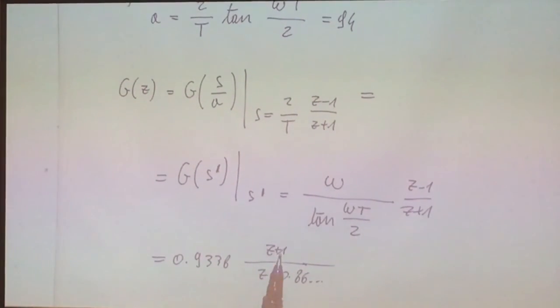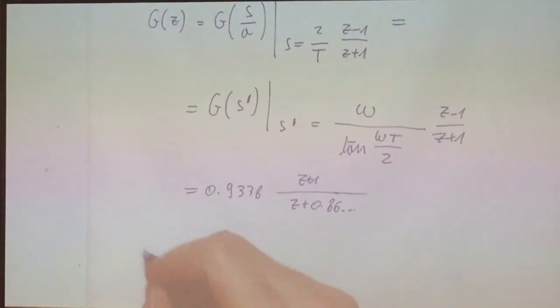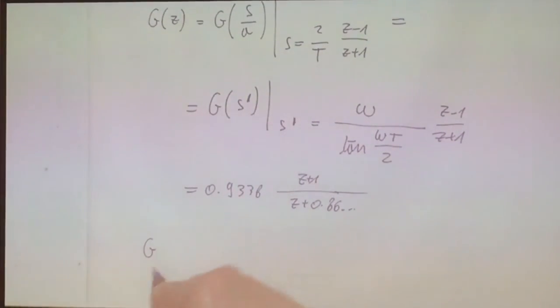So hard to see. Z plus 1. Okay? And then it says to verify it. So again, you just need to compute the frequency response of this guy for omega equal to 10. So we do exactly the same as we did before.